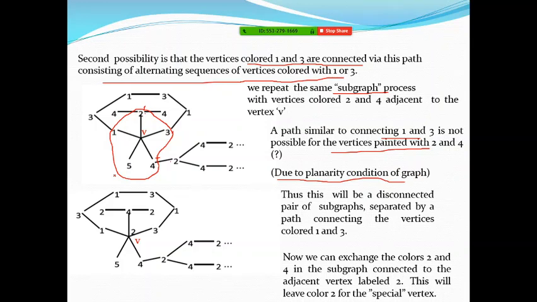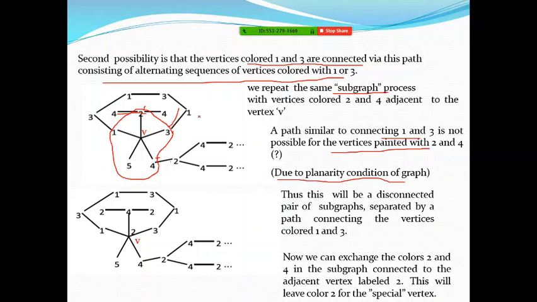So what is the meaning of a planar graph? A planar graph means it can be drawn without intersection of edges. So on this side we have one path connecting 1 3 1 3, and if you have 2 on this side and 4 on this side, and you have a path connecting 2 4 2 4, that means this path is going to intersect the other path. So there will be two paths here. This path is path 1, and then this path will be path 2. You can never draw this path 2 4 without intersecting path 1. So that means it is not possible.